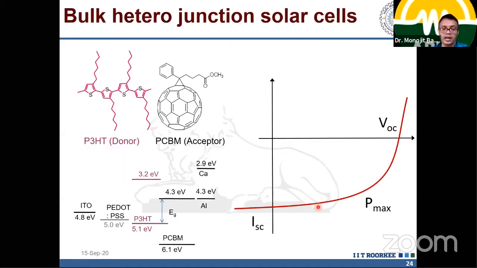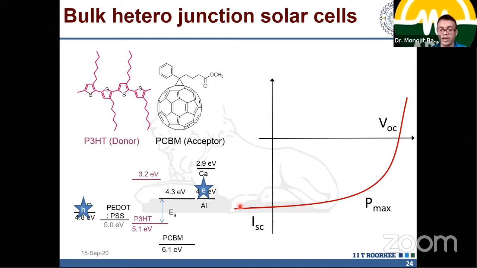Now, if I take a typical bulk heterojunction solar cell, you have a donor and acceptor, and we have a scheme here. You can see whenever you shine light, you generate an electron-hole exciton at the P3HT. Then it travels to the P3HT-PCBM interface. These are the energy levels: this is the HOMO and this is the LUMO for P3HT, and this is the HOMO and this is the LUMO for PCBM. They split into free charges, hop through the P3HT phase and PCBM phase, and are finally collected by the cathode and anode electrodes respectively.